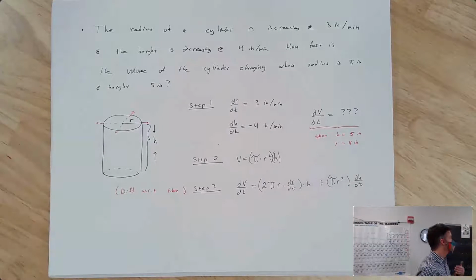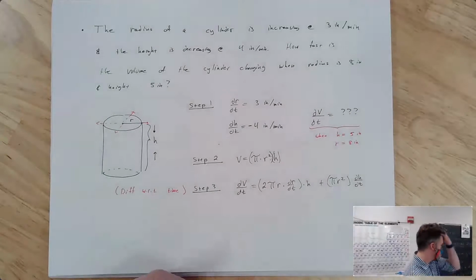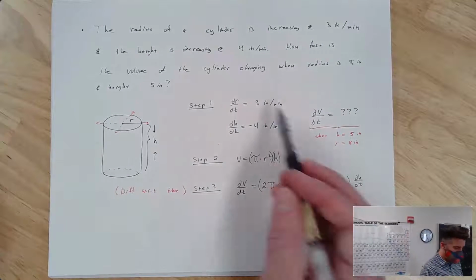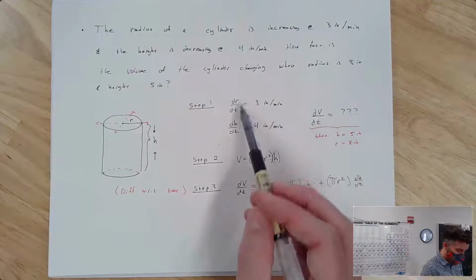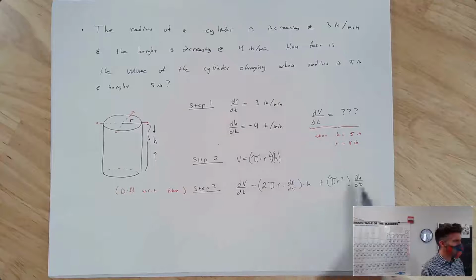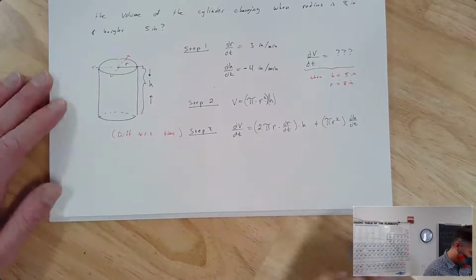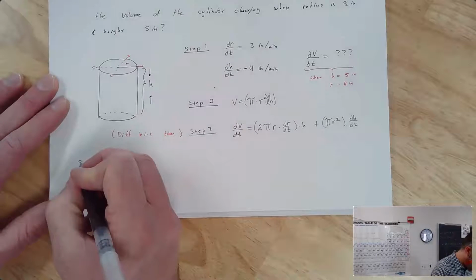Here's a good tip. When you're doing this process, the derivatives you know and the derivatives you want to know should all show up. If these three things don't show up after I differentiate, I've probably made a mistake. Okay, so then we're going to plug in what we know, solve for what we want.